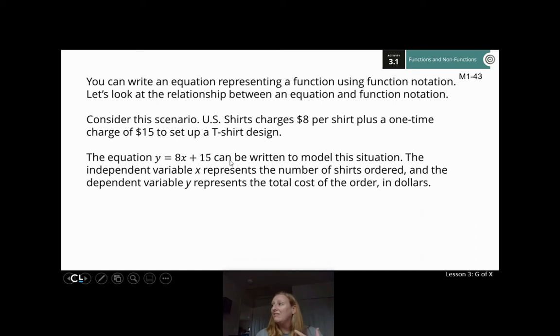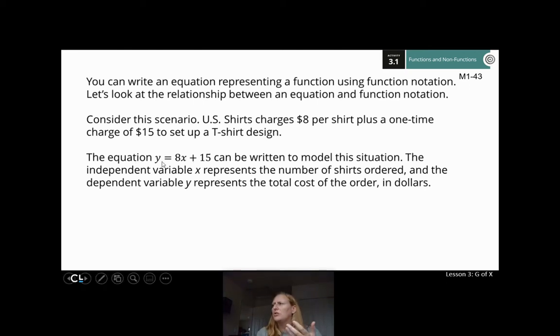The independent variable x represents the number of shirts we're ordering, right? That's my input. How many shirts am I ordering here? It's my independent variable. It's what comes first. And the dependent variable y represents the total cost of the order in dollars. The cost depends on how many t-shirts I'm buying, right? So y is going to be my dependent variable.